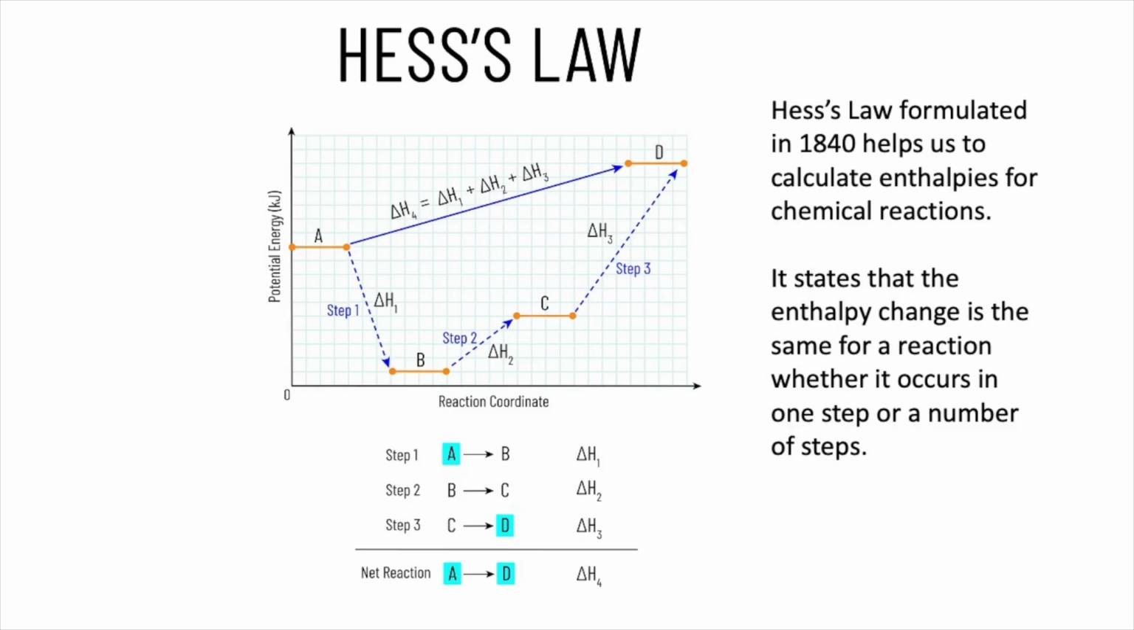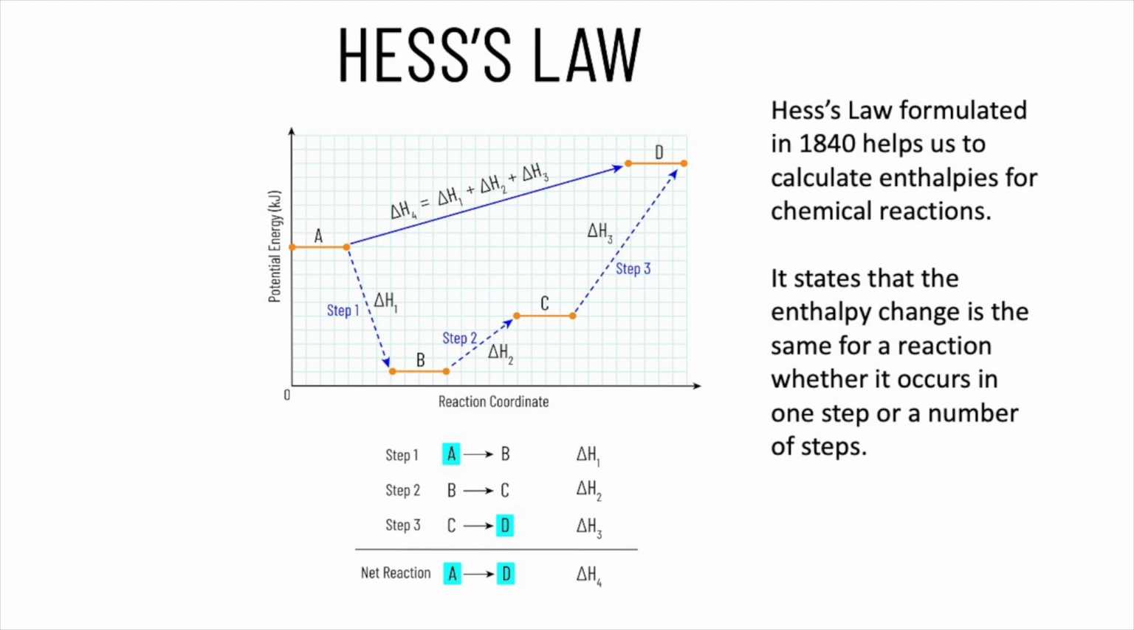Now in this video we're going to focus on Born-Haber cycles, and a Born-Haber cycle is essentially a big Hess's Law diagram, so it's really important you understand the principles of Hess's Law and you can use Hess's Law diagrams to calculate enthalpy values. Now at AS level, one of the most important concepts you would have covered in energetics was Hess's Law. Hess's Law, which was formulated in 1840, helps us to calculate enthalpies for chemical reactions.